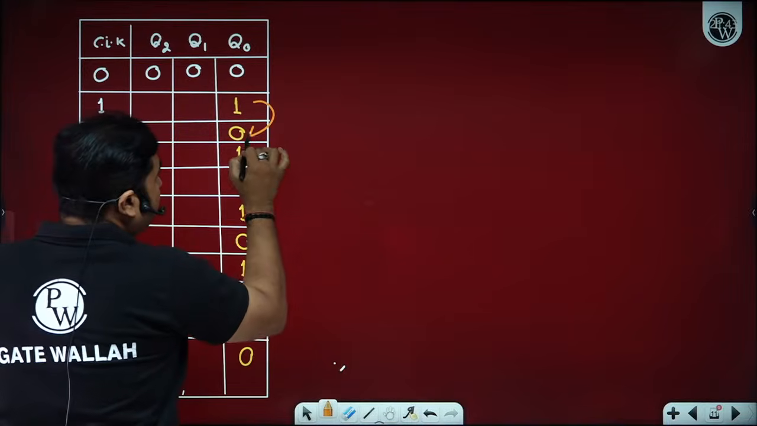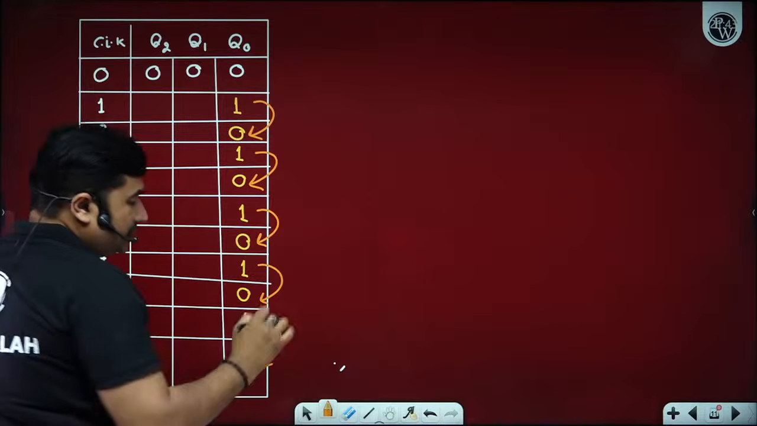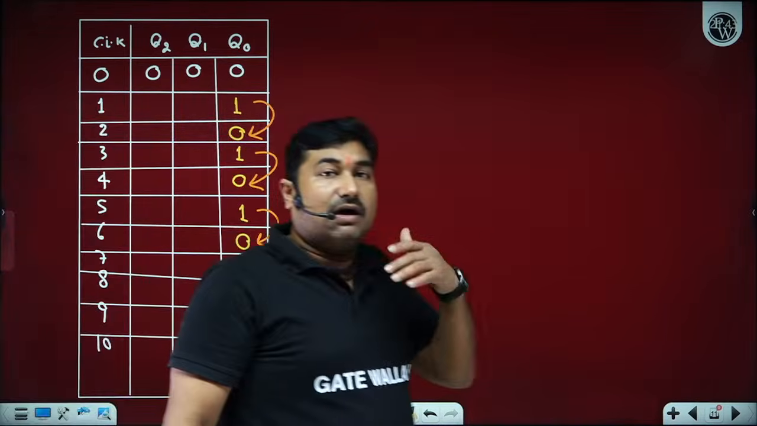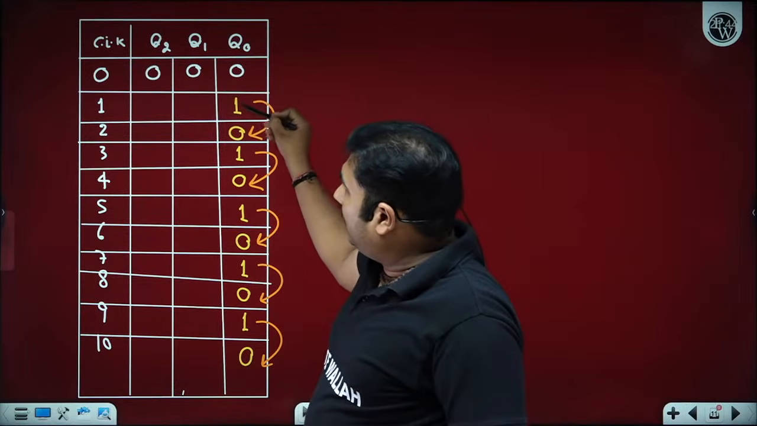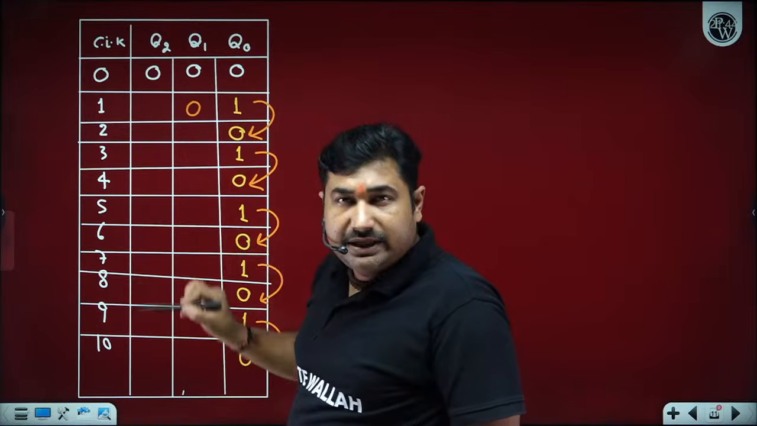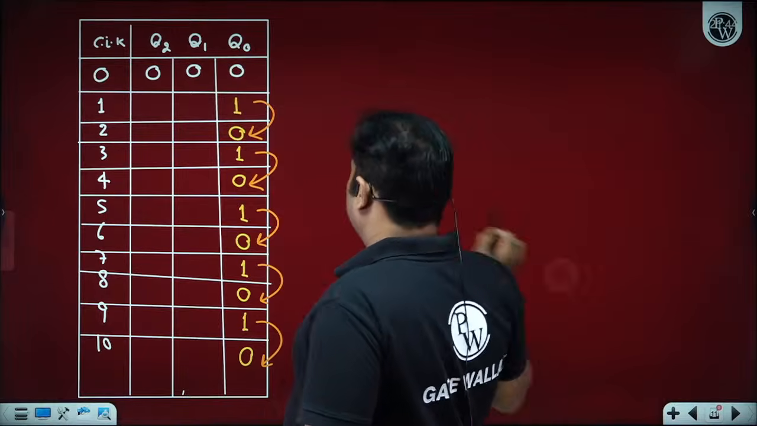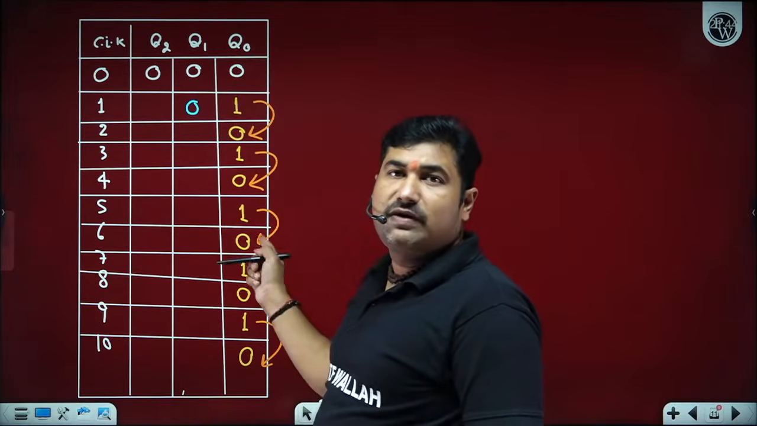You have to observe where Q0 is going from 1 to 0. The positions where Q0 is changing from 1 to 0, only at that duration does the clock appear. So please observe here, 0 to 1: the clock is not appearing, so it will remain 0. It becomes high only when Q0 changes from 1 to 0.